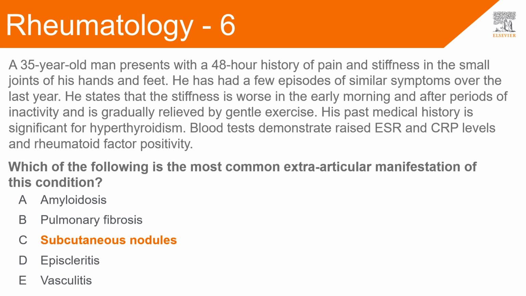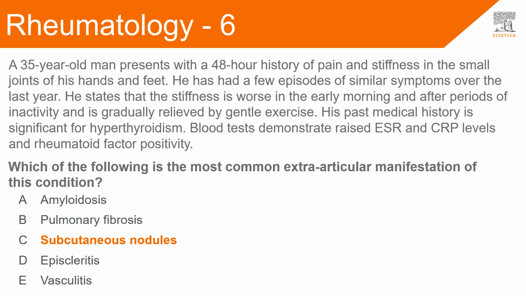Okay, so what about in terms of the actual answer options that you have here? Amyloidosis. Now, amyloidosis is a very rare, severe complication of very poorly controlled rheumatoid arthritis. And it occurs due to amyloid deposition in the various organs, but this is not the most common extra-articular manifestation of rheumatoid arthritis, and neither is pulmonary fibrosis, okay? Because that's much more common with interstitial lung diseases.